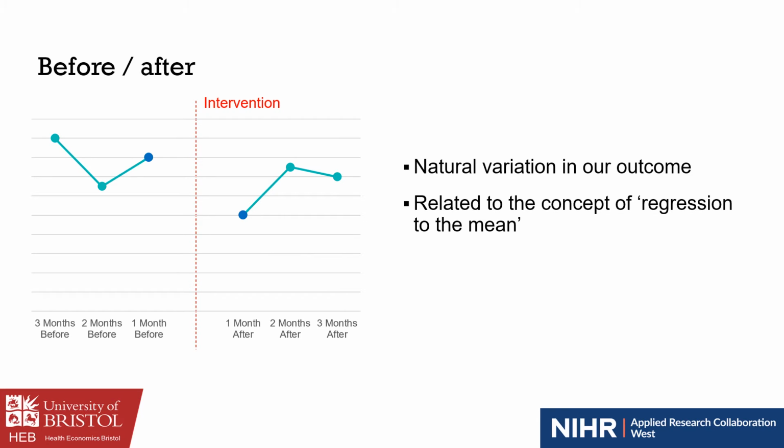This graph demonstrates some natural variation in our measured outcome. This is related to the concept of regression to the mean. There is some natural variation that will tend to move up and down around the mean trend. That means if we only look at the 1 month before and after data points, the darker blue points, we might assume there is an effect of the intervention, when this is actually just some natural variation in our outcome.